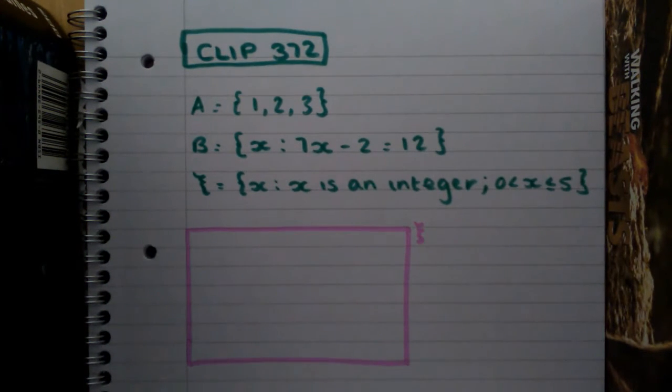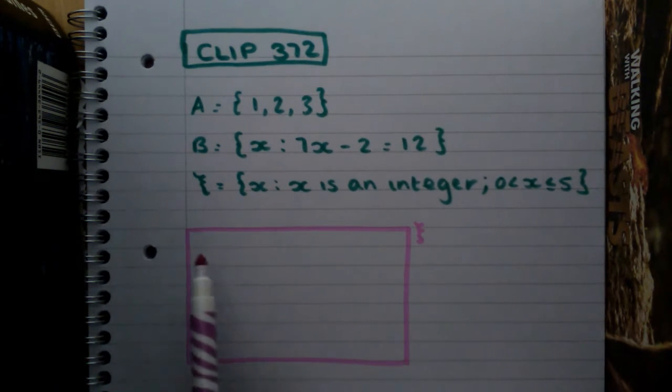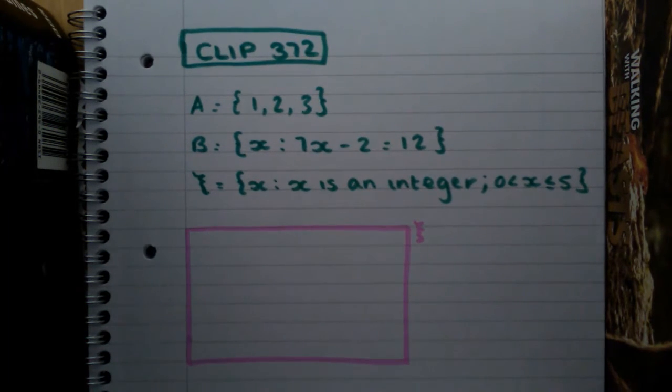Okay, so I'm going to give you a little bit of help with clip number 372, which is all about drawing Venn diagrams and putting numbers from sets into Venn diagrams. The first thing we need to look at is this little symbol here. This little symbol means the universal set. So that means the numbers that are going to go inside this rectangle.